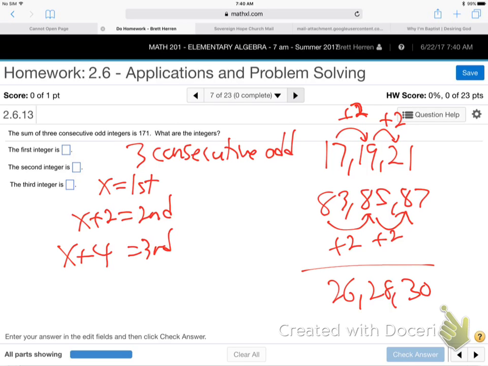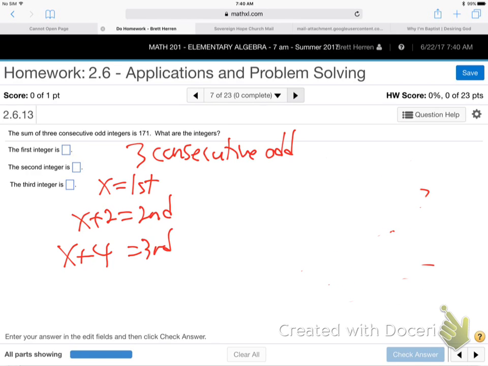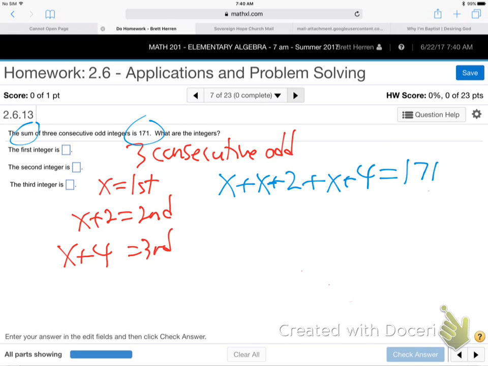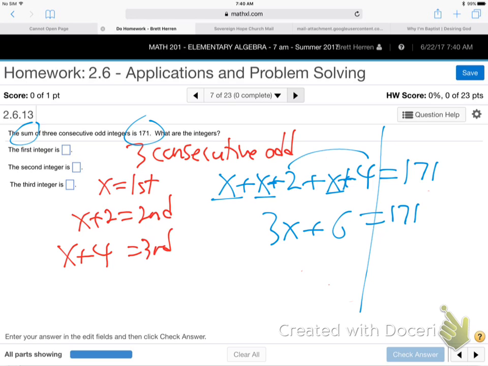All right, so coming back to here, let's solve the word problem. So what are we supposed to do? Okay, yeah, the sum, so it's the same thing as last time, right? The sum is 171. So x plus x plus 2 plus x plus 4 is 171. There's the wall. Solve for x. X plus x plus x is 3x. 2 and 4 make 6. To get x alone here, we subtract 6 from both sides.